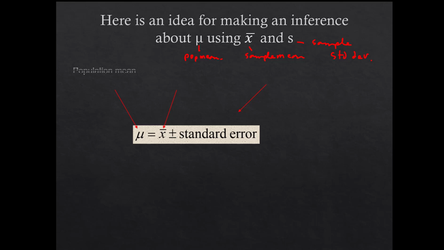So we take the population mean. We're going to try to find out what that is. We're making inference about mu using x bar plus or minus a buffer. And we get that buffer from the standard error, which comes from the sample standard deviation, as you'll see.